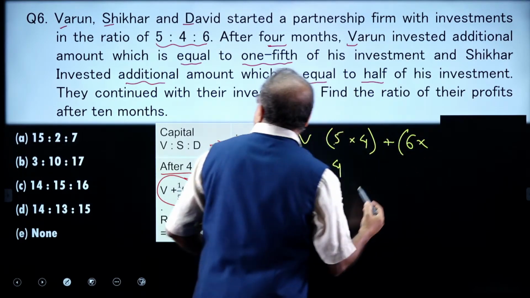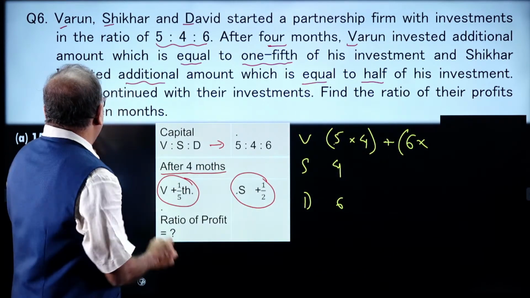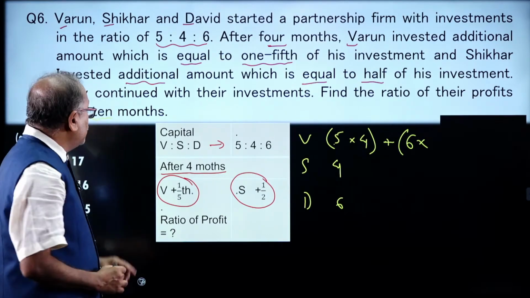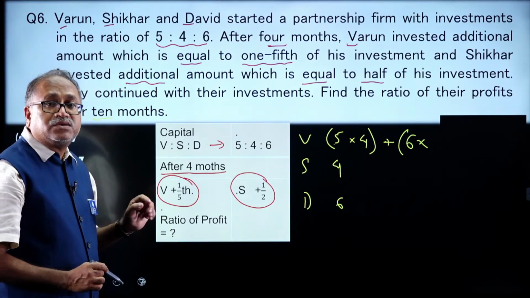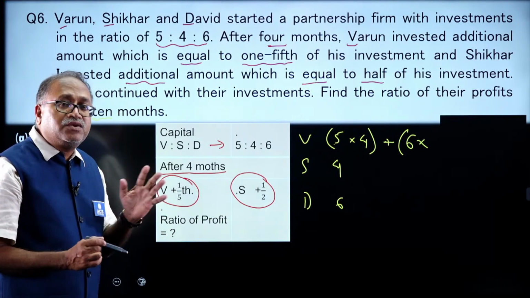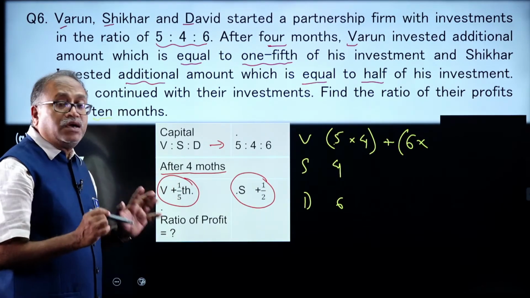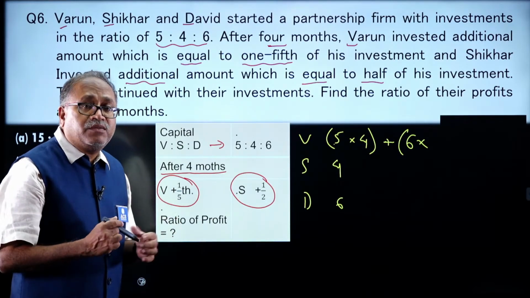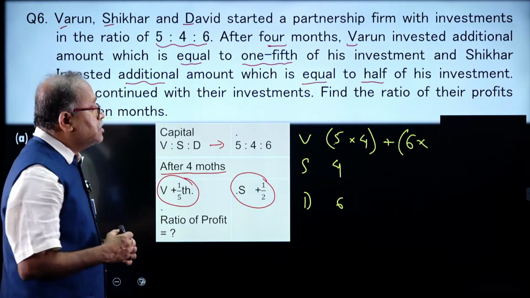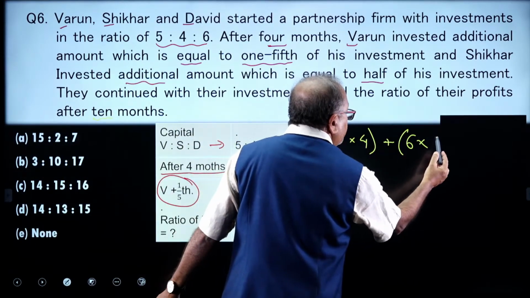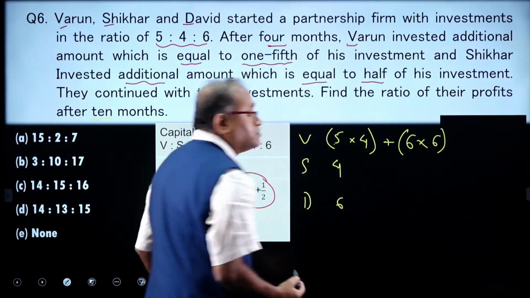And for how many months? The total period is given to us as 10 months. Look at this one. The total period given to us is 10 months, not 1 year. That's how a small change will be there in the question. In the exams, sometimes they will say 15 months, so you have to be careful over that. So as it is 10 months, I am left with 6 months over here.